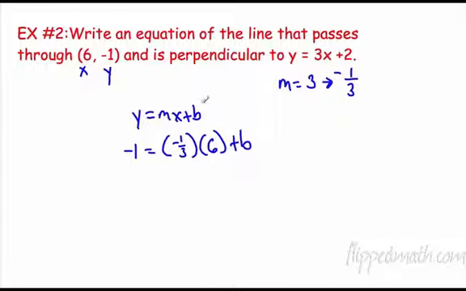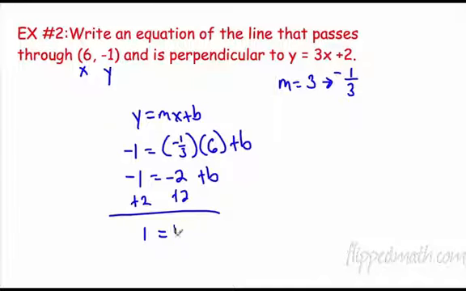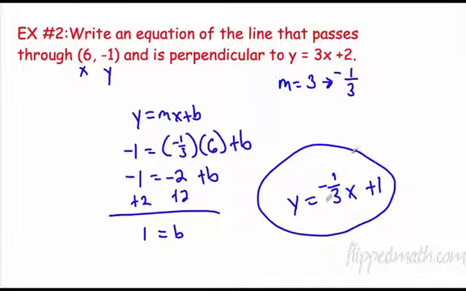See, this is all the same stuff we've been doing for the whole chapter now. So negative 1 equals negative 1/3 times 6, which is negative 2. Add 2 to both sides. And I get 1 equals b. So my equation is y equals negative 1/3 x plus 1. And if I look, I have negative reciprocals.